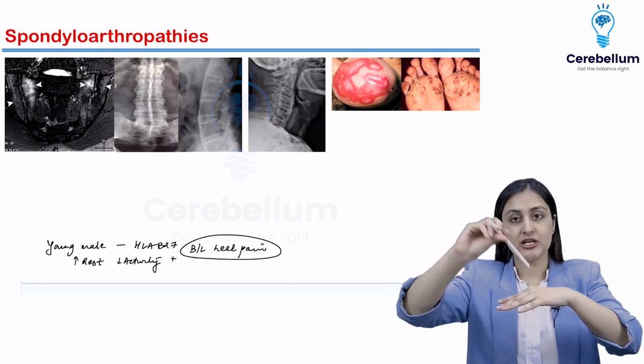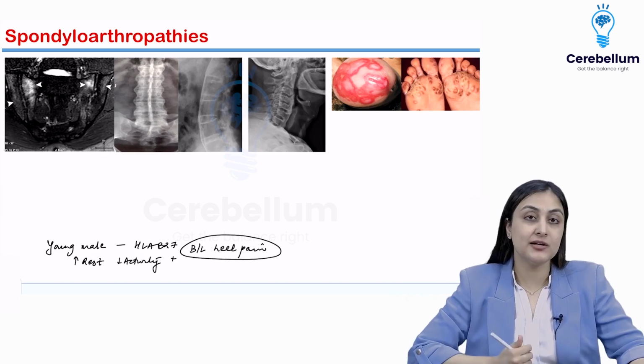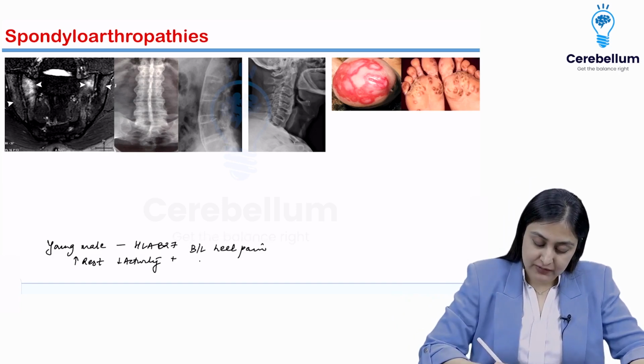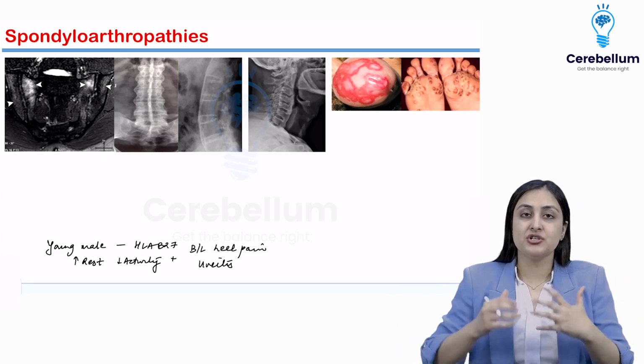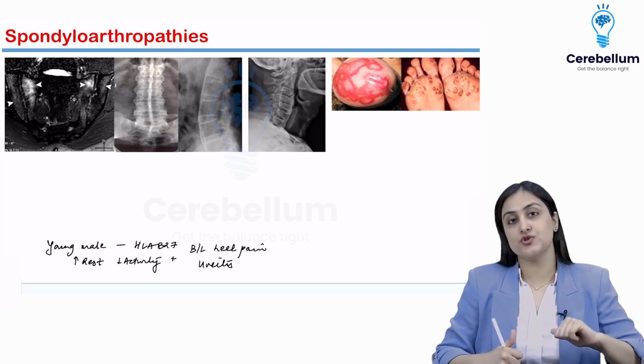Enthesitis means wherever there is tendon and ligaments getting inserted, you will have pain. They can also give you uveitis in this patient. Reduced spine flexion, reduced chest expansion can also be mentioned.